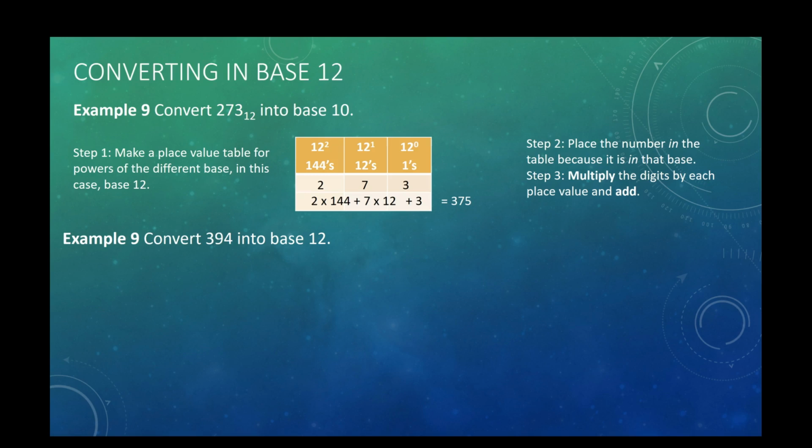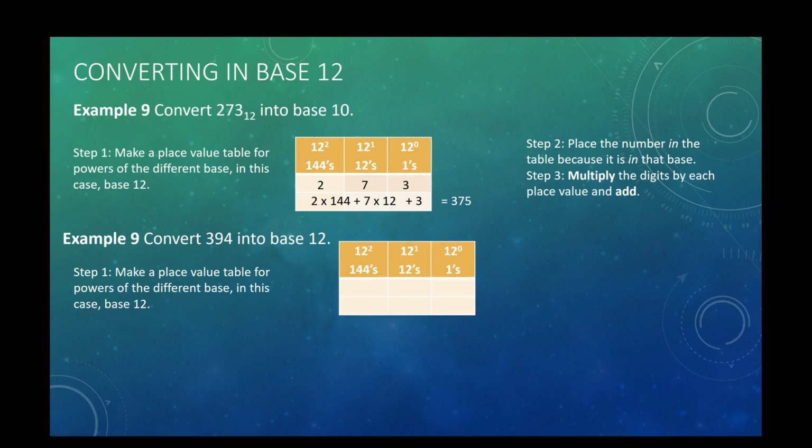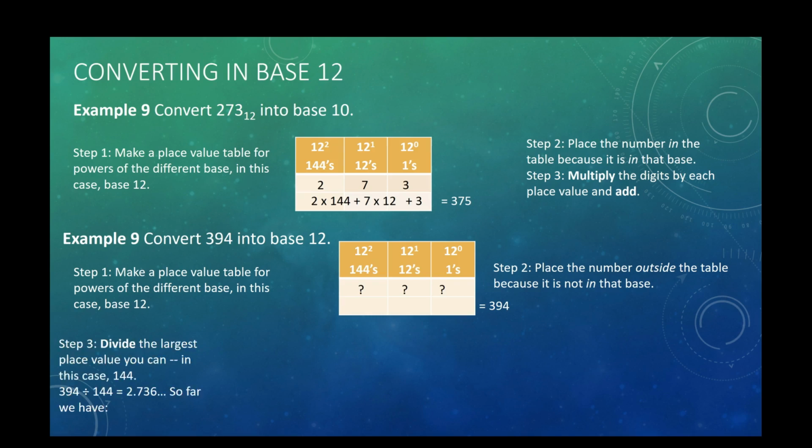So here goes. We're going to, again, make a place value table for the powers of the different base, in this case, base 12. So here we go, base 12 table again. But this time, you cannot put the number 394 into that table because it's not a base 12 number. So we put it outside the table, and we try to figure out how many 144s do we have, then how many 12s, then how many 1s. To figure it out, divide the largest place value you can. So in this case, 144 is the largest that'll fit into 394.